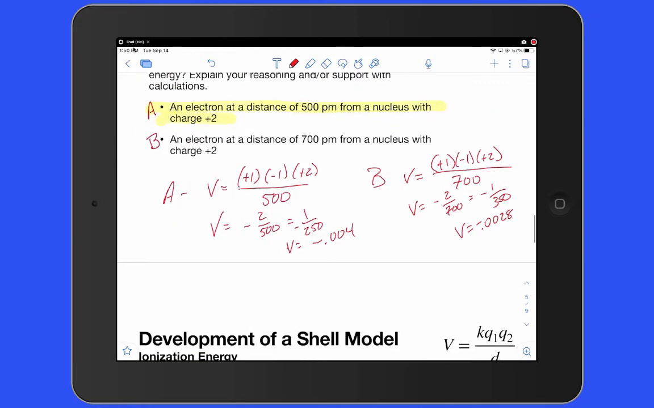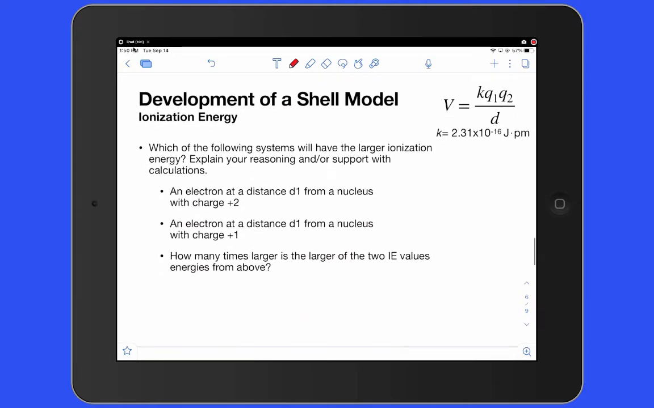Okay. We'll call this A, we'll call this B, and this is our explanation. Take a second, read it. Think about it. Don't blurt out the answer.